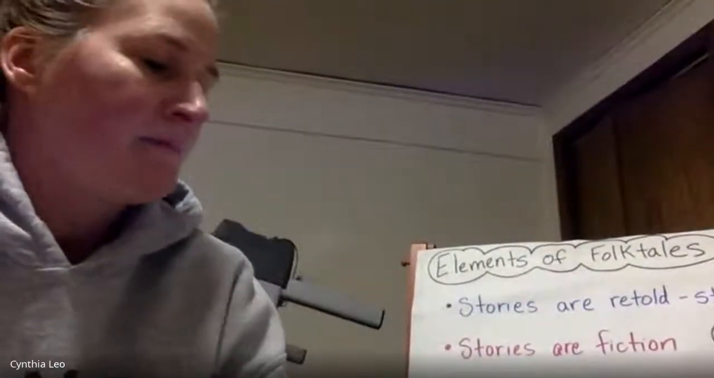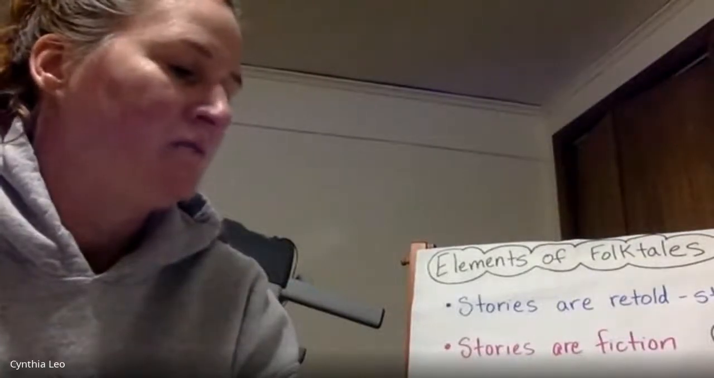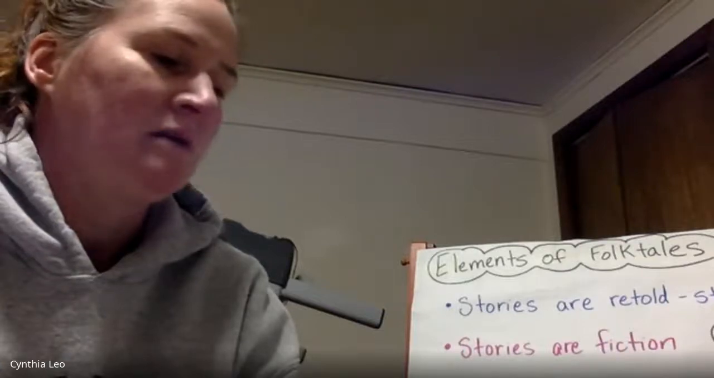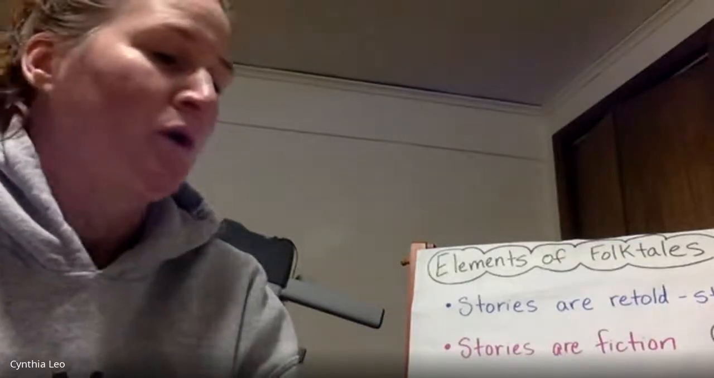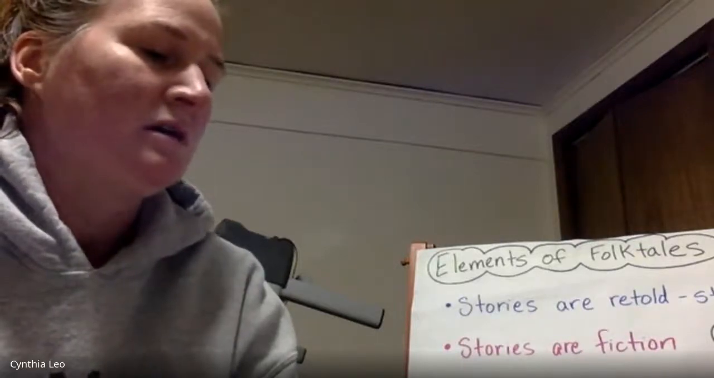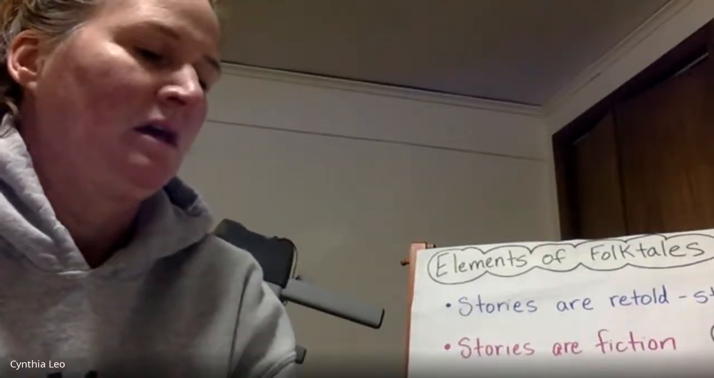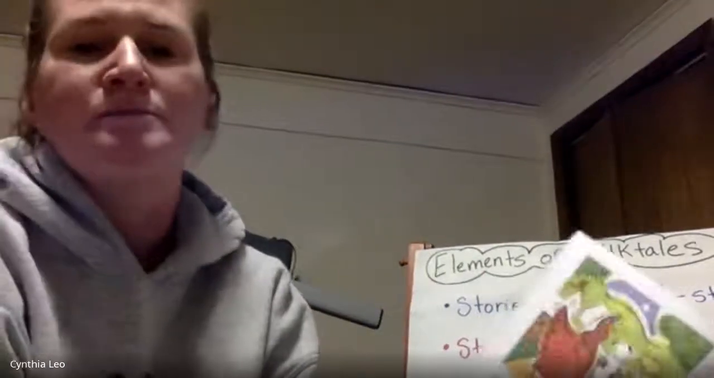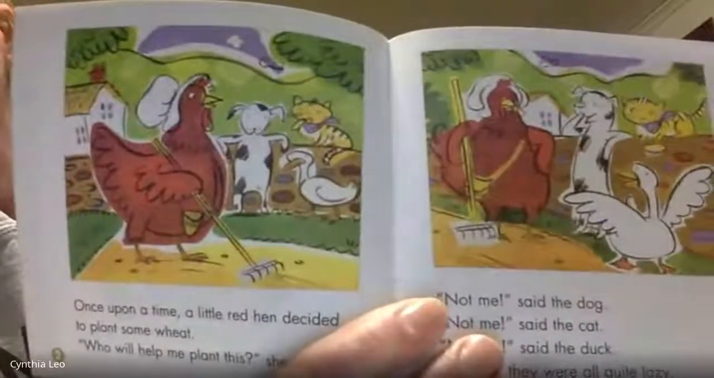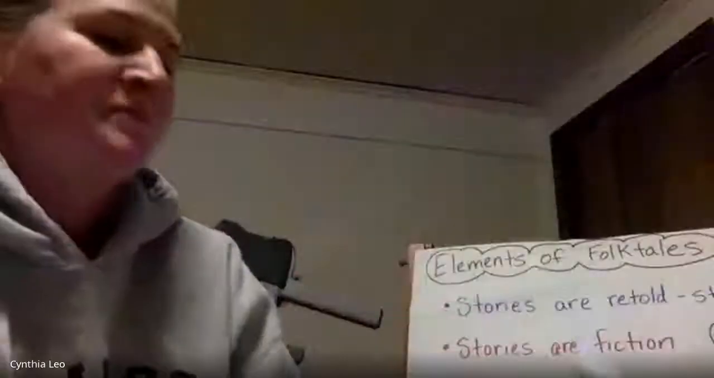Once upon a time, a little red hen decided to plant some wheat. "Who will help me plant this wheat?" she asked. "Not me," said the dog. "Not me," said the cat. "Not me," said the duck. You see, they were all quite lazy. Sorry, too close. Here are the pictures.